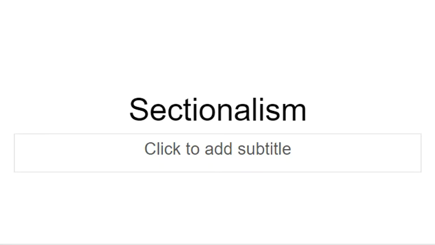Hi everyone, today we're going to be talking about sectionalism. And what we mean by that is there are different sections of the United States. For instance, there's a north section, there's a southern section, western section, eastern, and so on. It's just different sections of the United States.